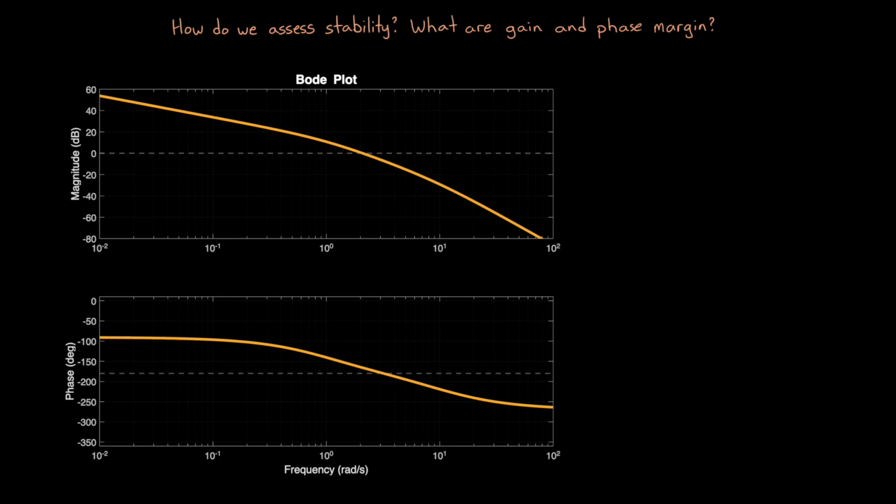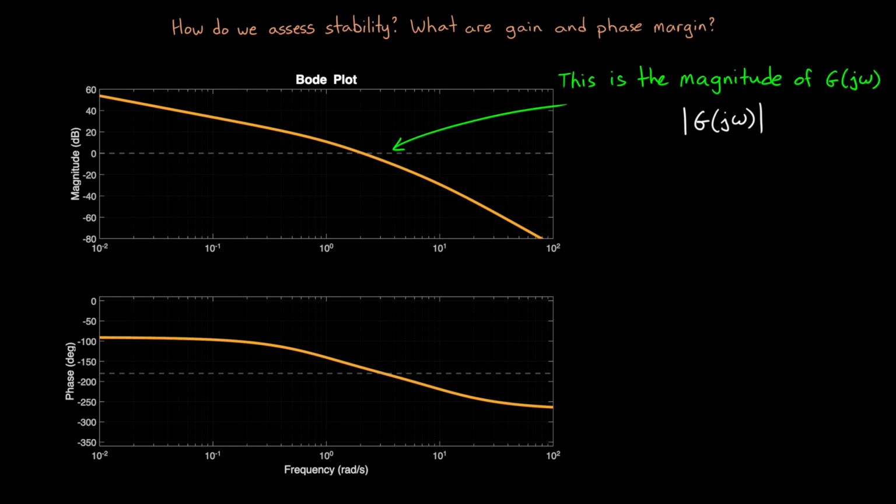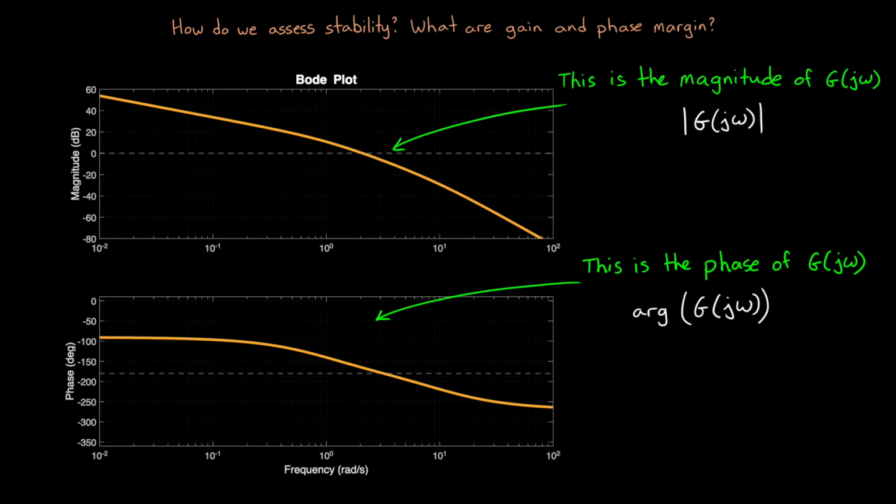And G evaluated at j omega is exactly what a Bode plot is showing us. If we take the magnitude of G of j omega, that gives us the magnitude Bode plot. And if we take the argument, or the angle of G of j omega, that gives us the phase Bode plot. And remember, we want to avoid G of j omega equals minus 1. So that means that when we're looking at a Bode plot, we just need to avoid whatever gain and phase are produced when this condition is met.